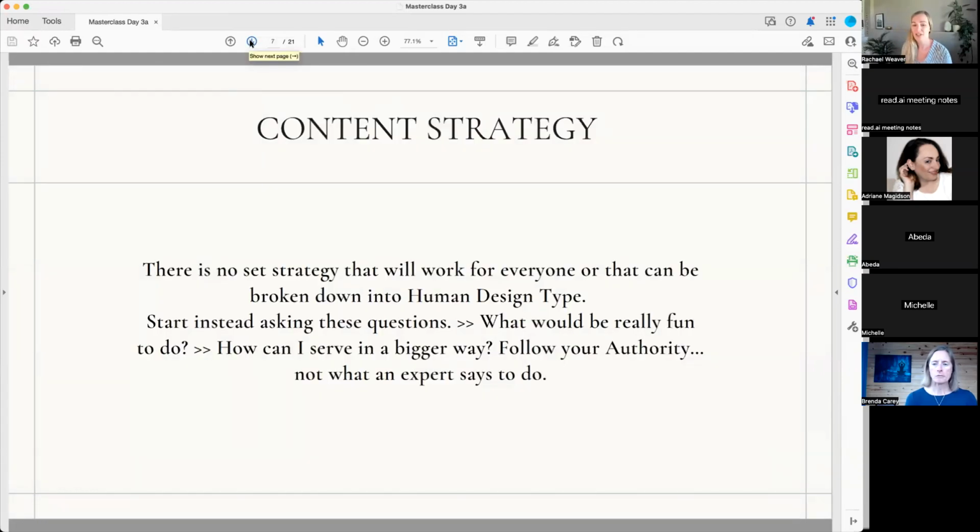There's no set strategy that will work for everyone. I want that out there as well, and you can't break this down. I think I've seen some content that's like, these people do better on Instagram, these people do better over here. And again, it's always filtered through your authority, through your strategy. Is this actually where you want to be? And filtering it through how much time you have to give to a certain thing as well.